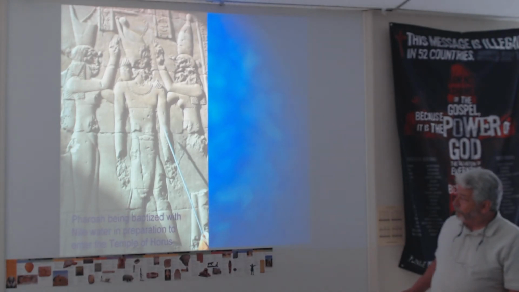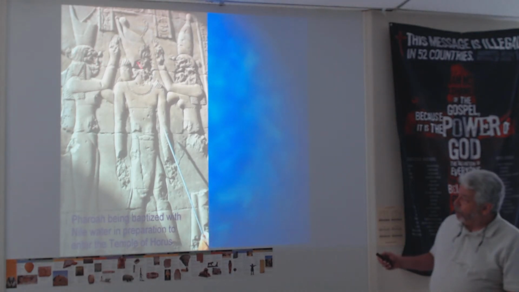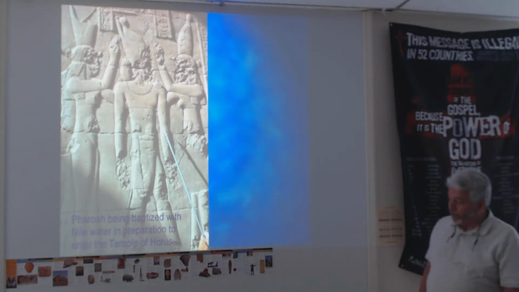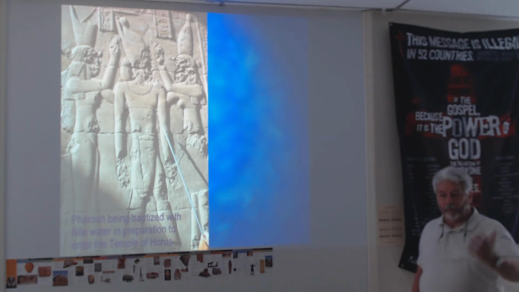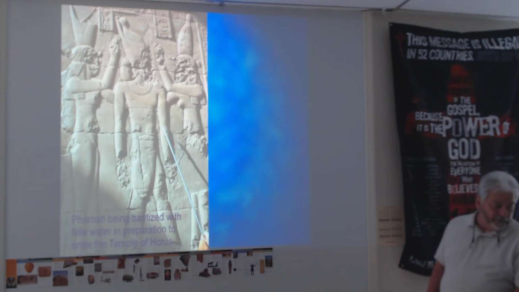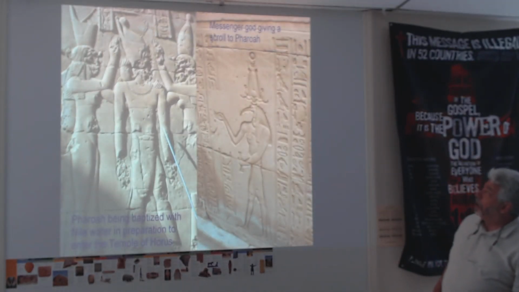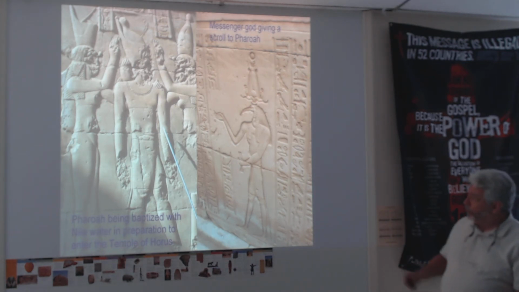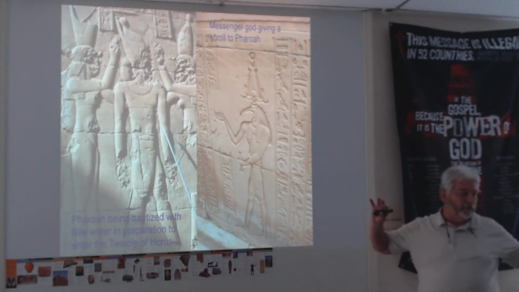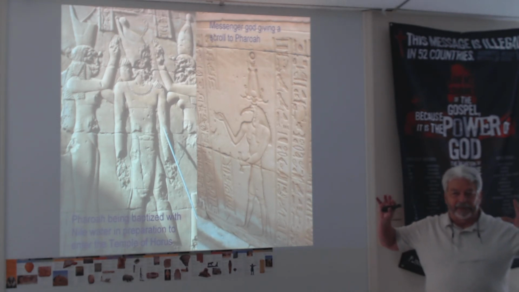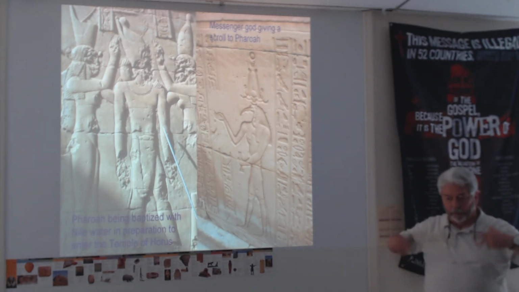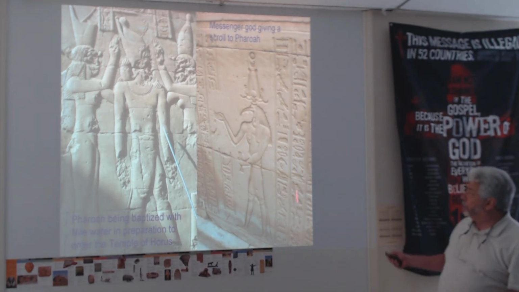Here's a hieroglyphic that shows Pharaoh being baptized with Nile water. Here are a couple of servants pouring Nile water on top of him in preparation to enter the temple of Horus. So they had a form of baptism for the Pharaoh. And then here's a messenger god giving a scroll to Pharaoh. See the scroll here. So there are pictures all over the place, either reenacting events or communicating an event, or they're writing. You see all the hieroglyphics there.